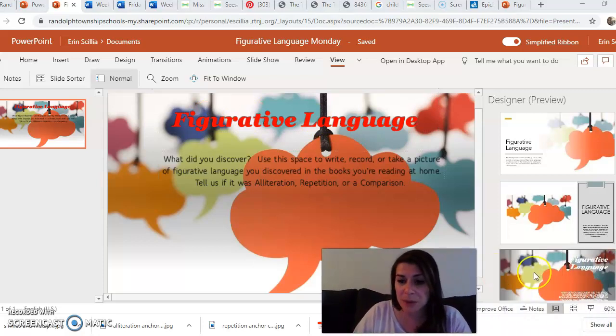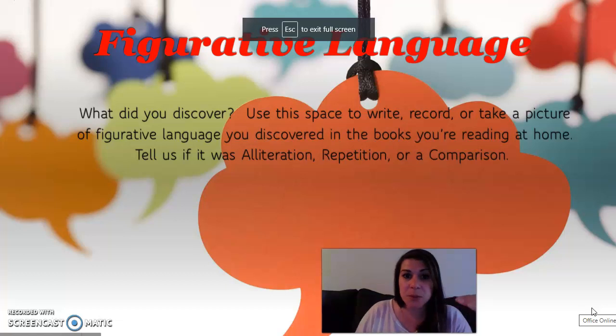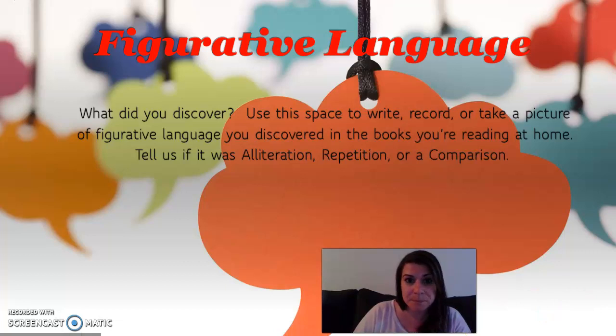And I am going to show you this right here. Again, I have to move my camera. This is the work that I want you to do today. Figurative language. What did you discover? Use this space to write, record, or take a picture of figurative language you discovered in the books you're reading at home. Tell us if it was alliteration, repetition, or a comparison. And if you're able to, tell us whether it was a simile or a metaphor. If you're able to figure that out, I would love to see that.